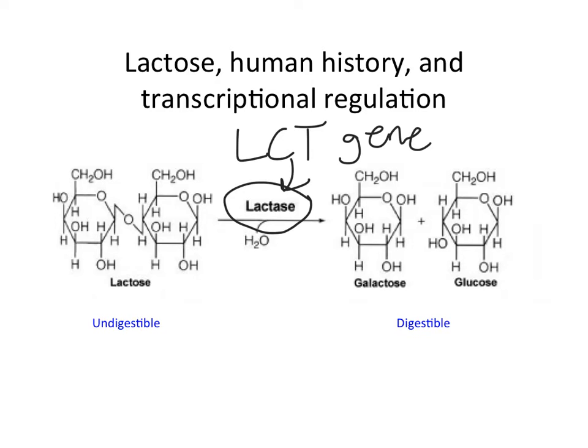And it breaks that bond between the two 6-carbon sugars to produce galactose and glucose, which our guts can easily digest. This is all about transcription of the lactase gene. Turns a sugar that's undigestible into two sugars that we can use for energy.